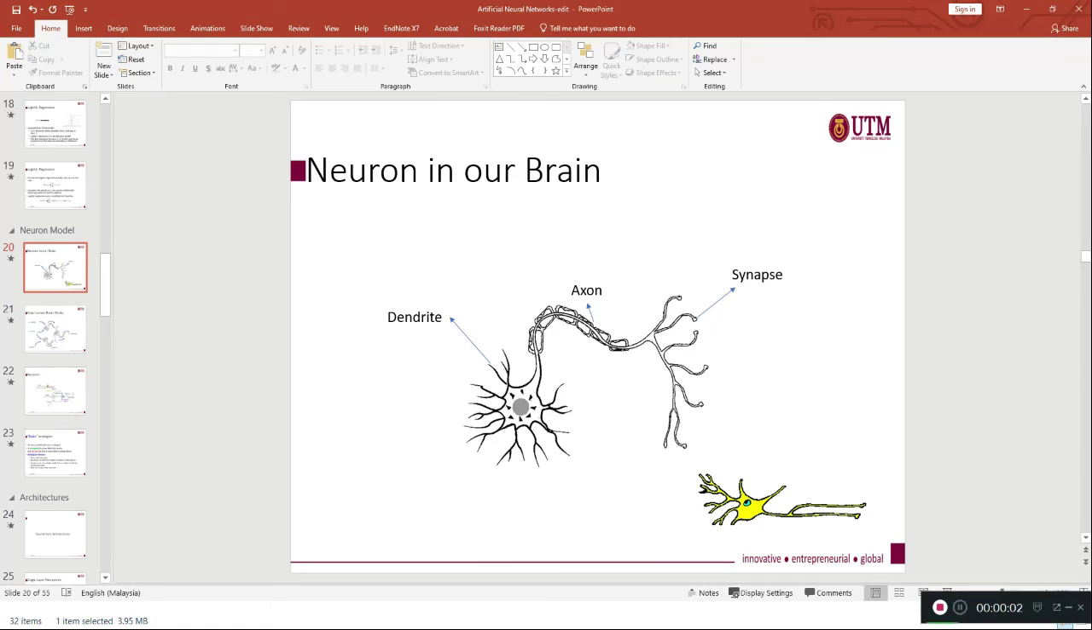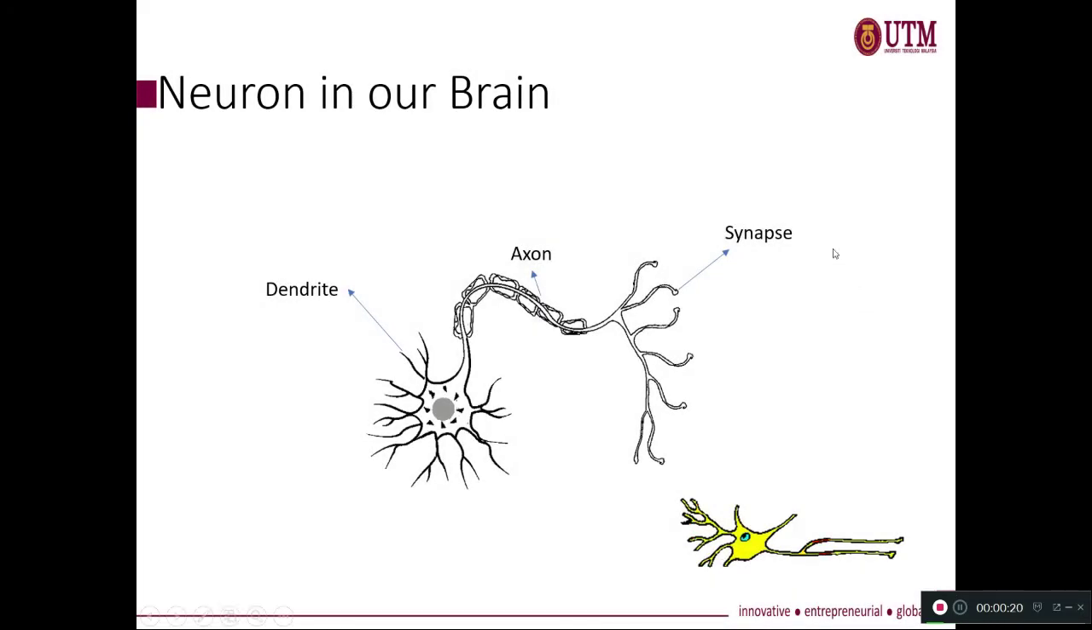Now let us continue to discuss the artificial neural network. Okay, artificial neural network, it's inspired from the biological human brain. As you can see, this is a single cell that we call a neuron in our brains. It consists of dendrites, axon and synapse.